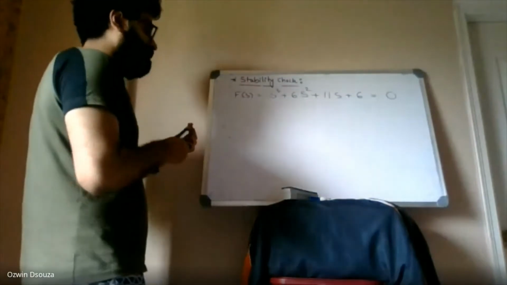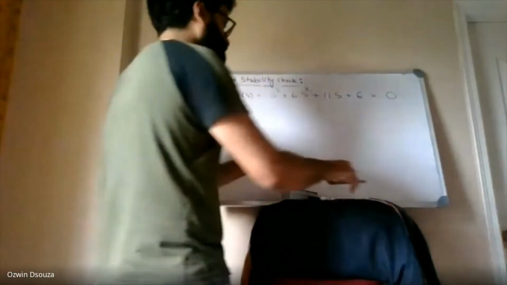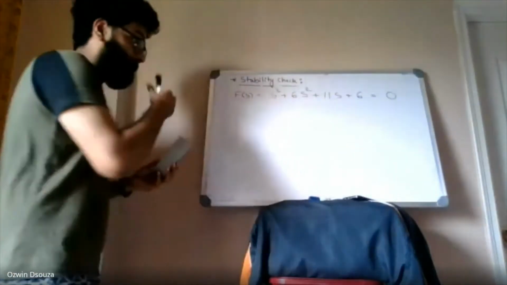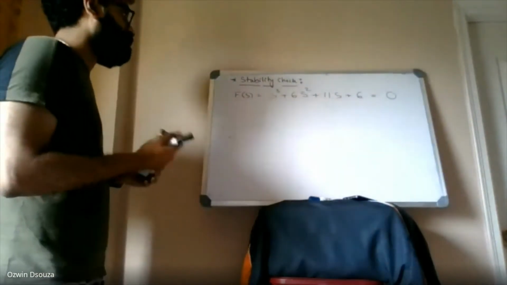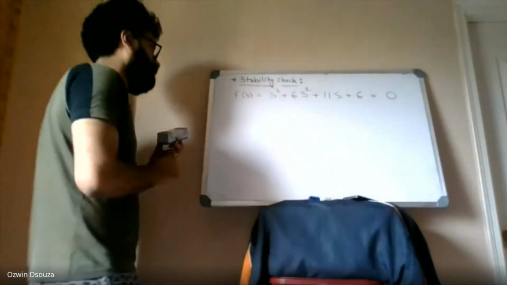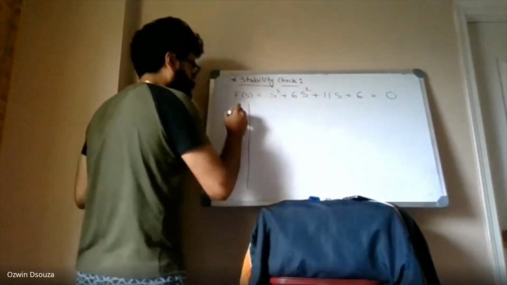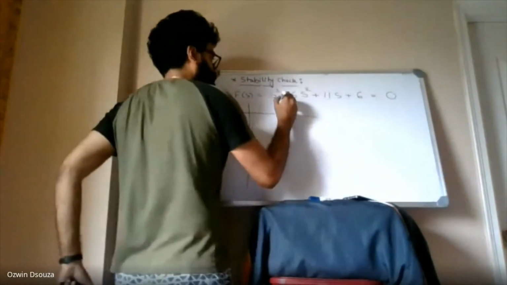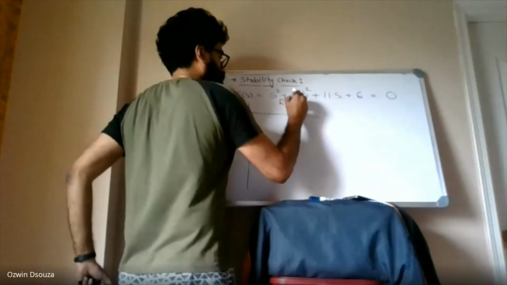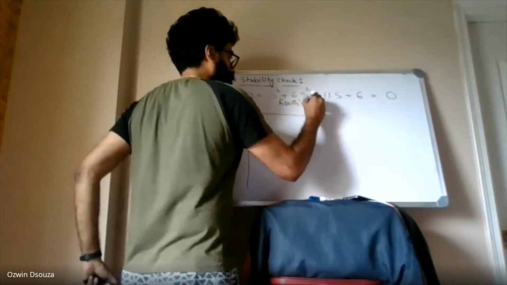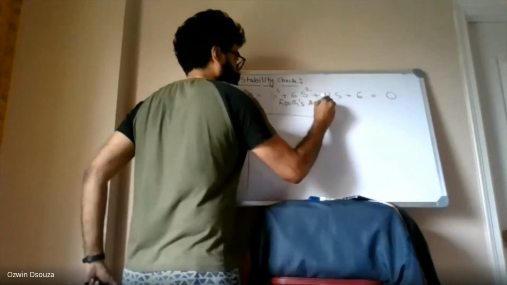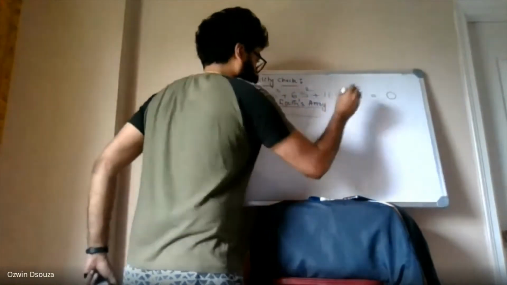Fine. So this is the given characteristic equation. We need to apply Routh's method to judge the stability. First you construct the Routh's table. You can give the title as Routh's array. So first you construct the Routh's array.